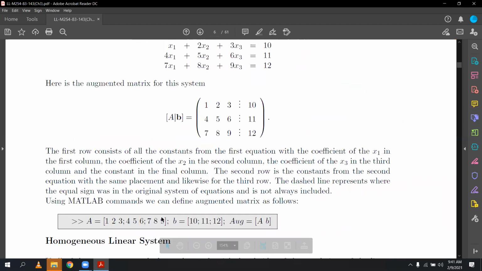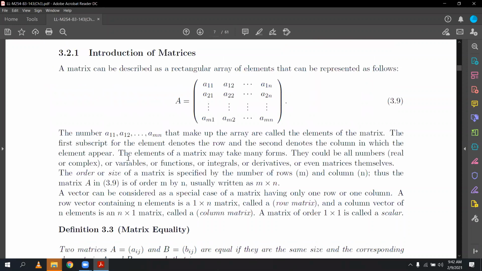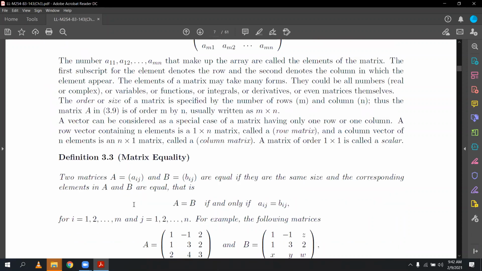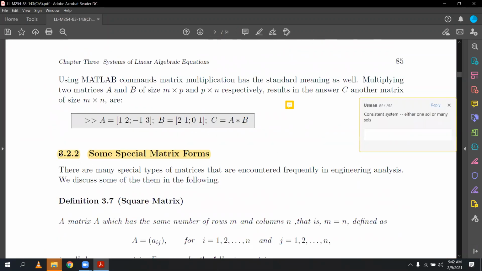After that, I give properties of the matrices and the determinant. I will not discuss this one. You already have the basic idea: we know how to deal with matrices, equal matrices, addition of matrices, multiplication. You already know this, no need to discuss here now. This is the main thing we have to discuss: some special matrices. And the special matrices will help us give the shortcut idea to find whether a system is singular or non-singular.